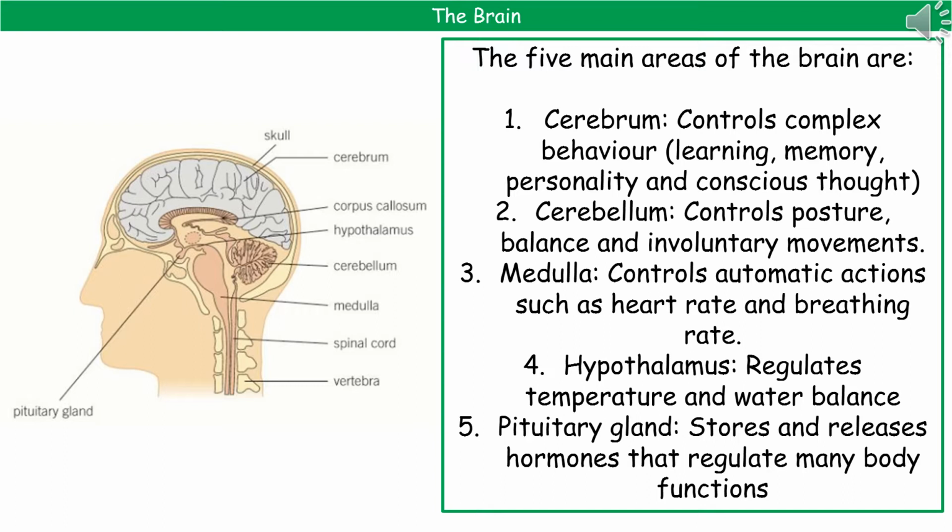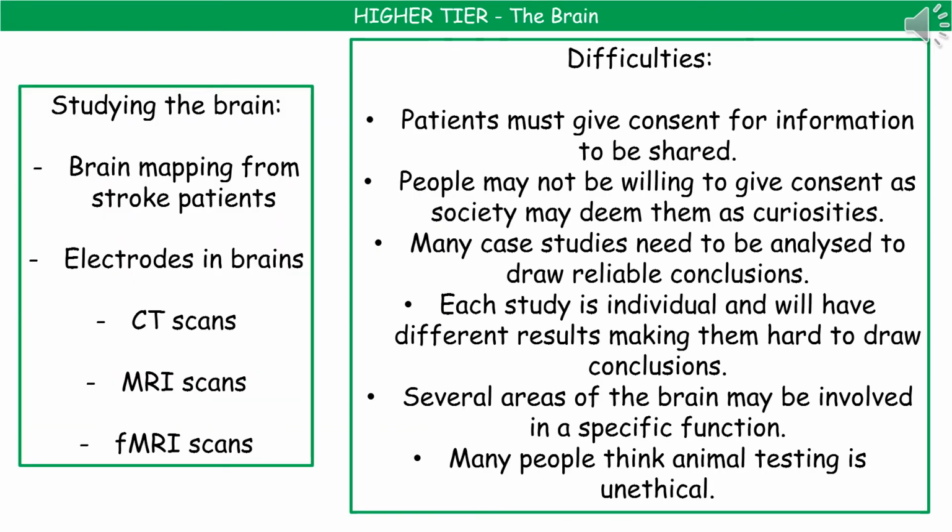The hypothalamus, which regulates temperature and water balance, and the pituitary gland, which stores and releases hormones that regulate a lot of body functions. For those of you doing the higher tier, you need to know about how we study the brain. So we've got a few different ways we can do this. We can use brain mapping from stroke patients. We can place electrodes into the brains of animals and humans. We can use 3 different types of scan, the CT, the MRI and the fMRI or functional MRI.